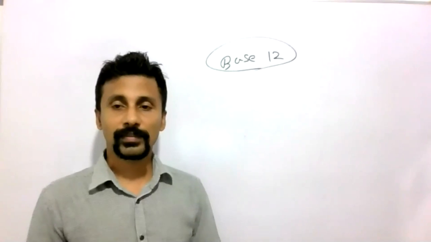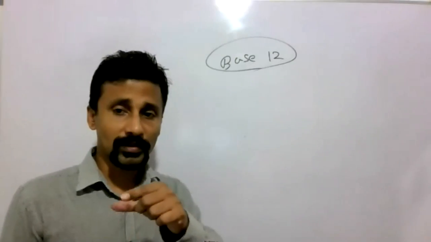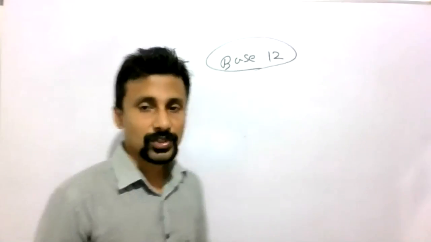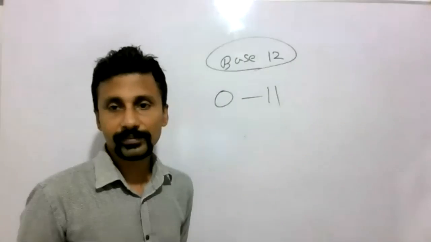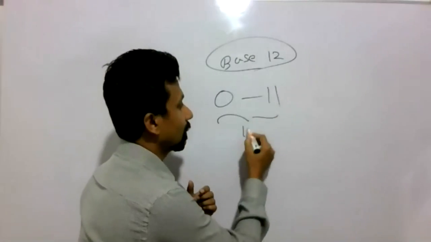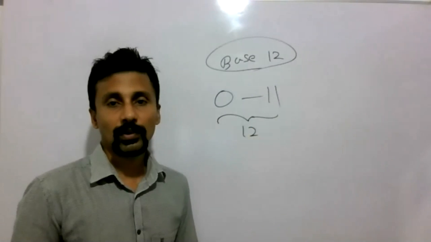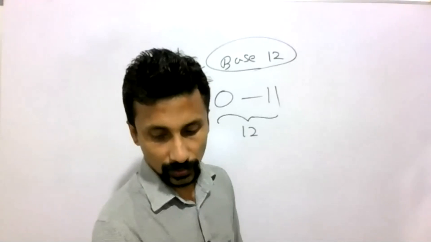Okay, now enough. You have sent 1 to 11, but it should be 0 to 11, altogether 12 numbers. That is the basic thing that you should know.